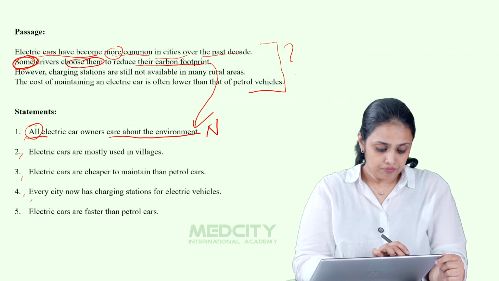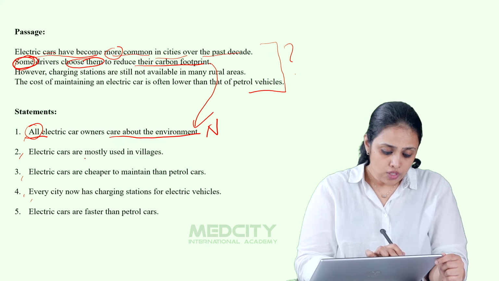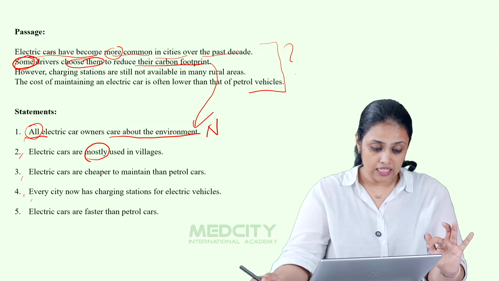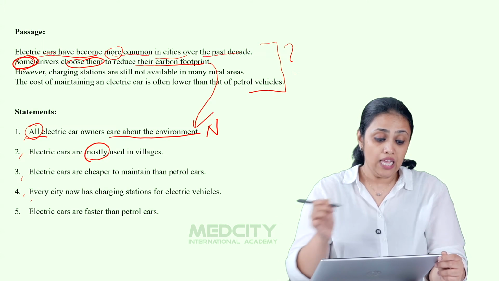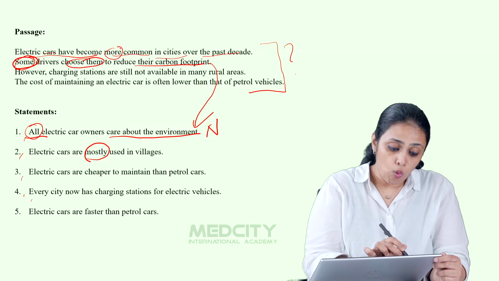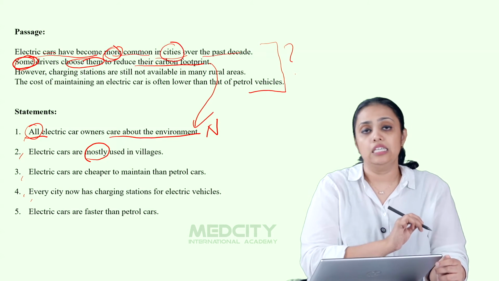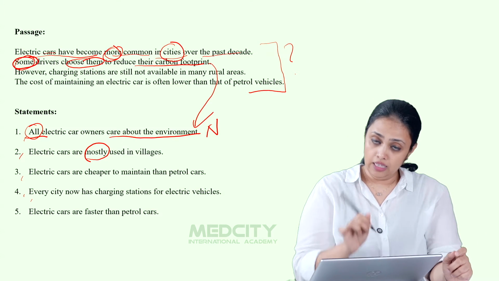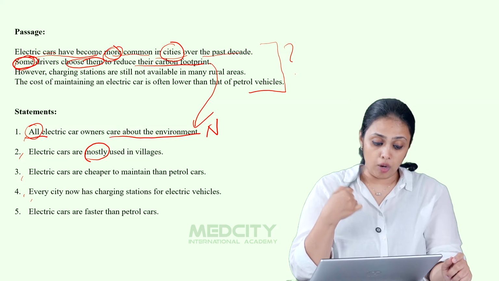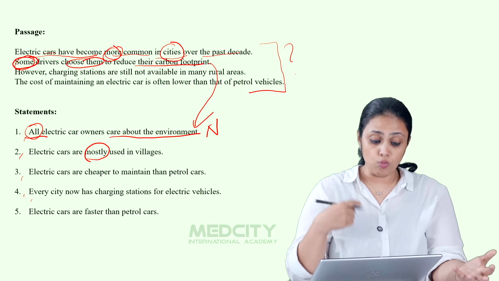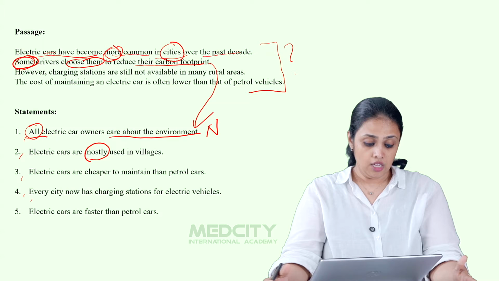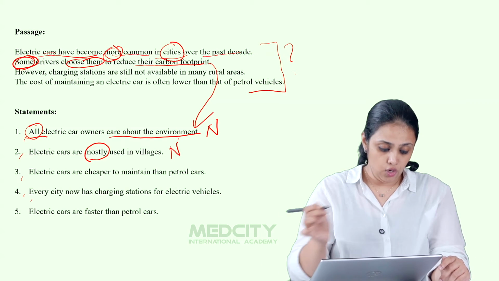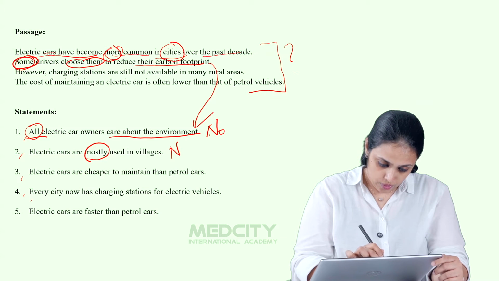Now the second question. Electric cars are mostly used in villages. But what did we read in the first sentence of this passage? Electric cars have become more common in cities. So again, here it is contradicting. In the passage, the writer claims it has become more common in cities, but the statement says it is mostly used in villages. Mostly used means common. It's just the opposite. So again, no.